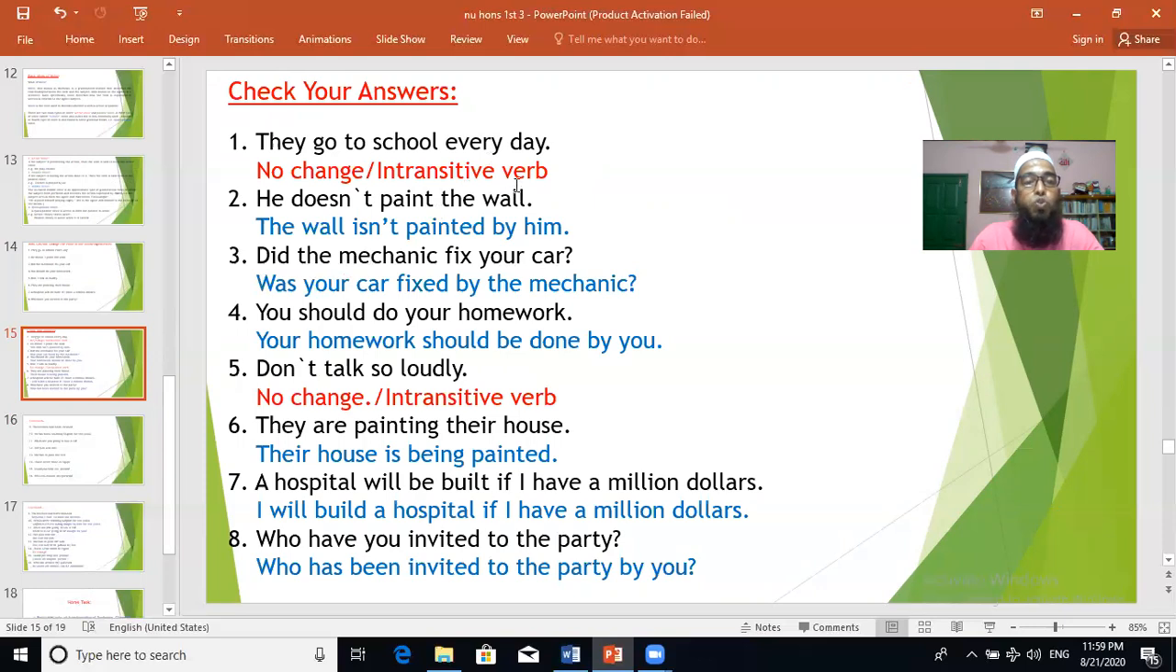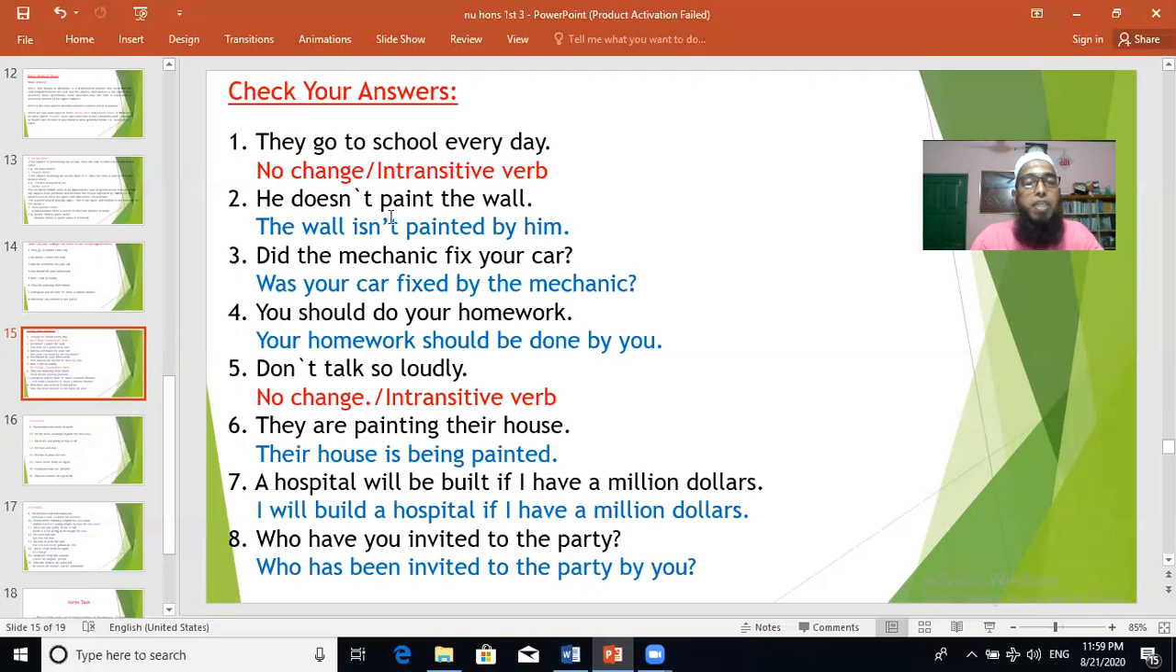They go to school every day. No change, because it is an intransitive verb. In this sentence, go is an intransitive verb, a verb which has no object. So there is actually no voice change. That's why no change. You can change the voice of transitive verbs only. Transitive verbs are verbs which take an object.